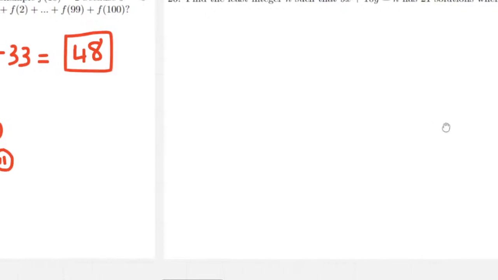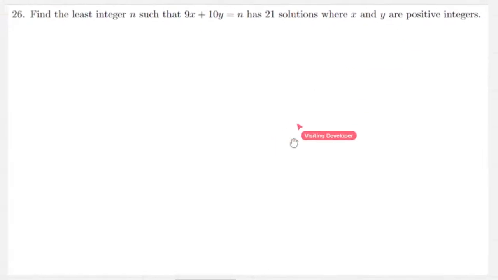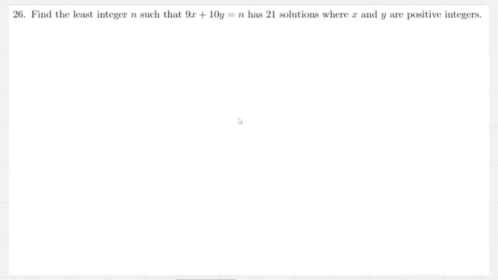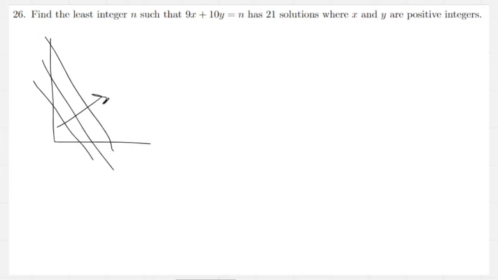Okay, now let's move on to number 26. So, find the largest integer n such that 9x plus 10y equals n has 21 solutions where x and y are positive integers. So, the first thing we want to do is think about what this means. Graphically, the equation looks something like this, depending on the value of n. The bigger n gets, the further out the line goes.